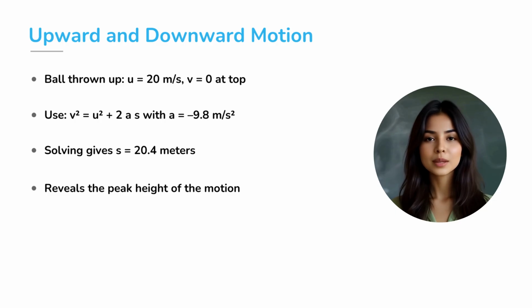Let's now apply one of the kinematic equations to a classic example, vertical motion. Suppose a ball is thrown upward with an initial velocity. Final velocity v is 0. Initial velocity u is 20 meters per second. Acceleration a is negative 9.8 meters per second squared. Plugging into the equation v squared equals u squared plus 2as, we get 0 equals 400 minus 19.6 times s. Solving gives s equals 20.4 meters. So, the ball rises to a maximum height of 20.4 meters before reversing direction and falling back down.